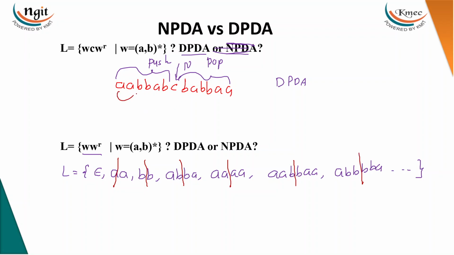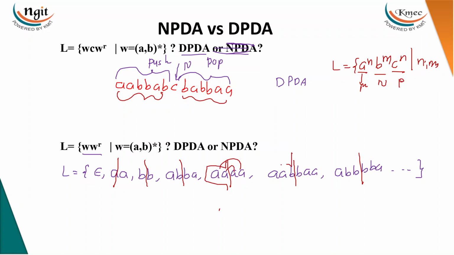Earlier, I know exactly until which symbol I should push and after which symbol I have to pop. For example, take another language like A power n, B power m, C power n, which we constructed earlier. I know for every A push, for every B no operation, for every C pop A. I can tell you exactly when I should perform a particular operation. So that is DPDA, deterministic. But in the non-deterministic case, somehow it is possible with the stack: you push until the middle, after that you pop out. But I don't know exactly what the center point of that language is.